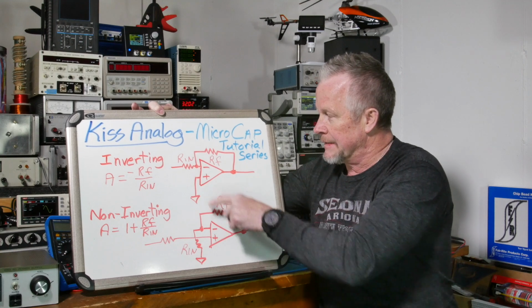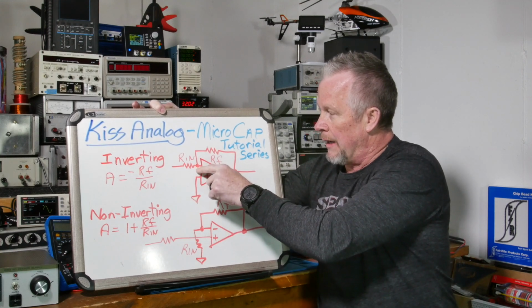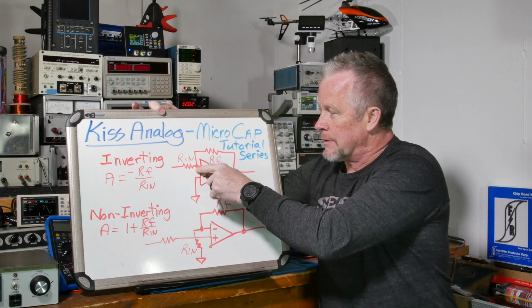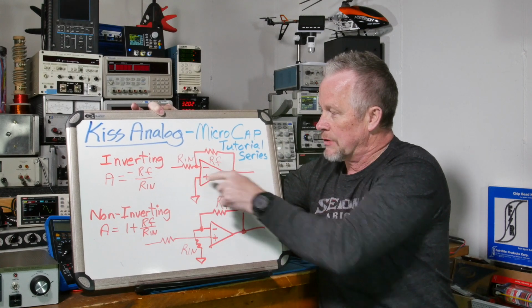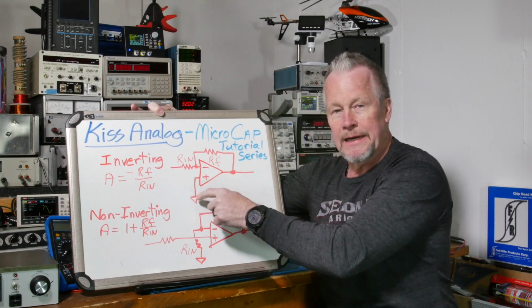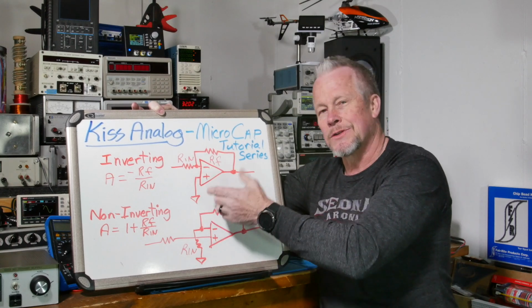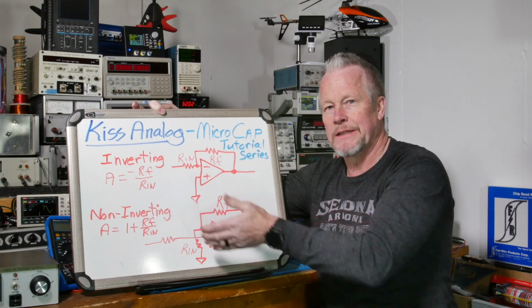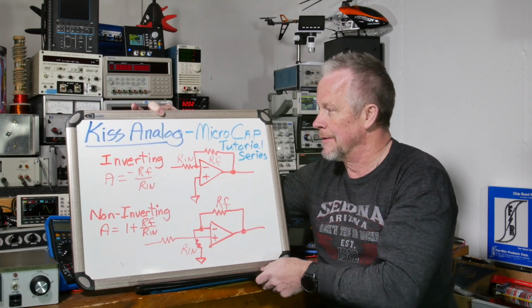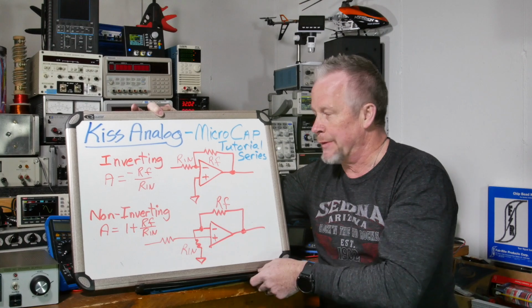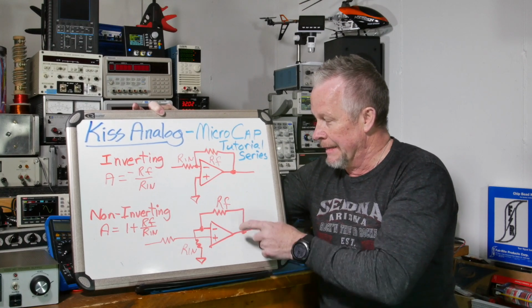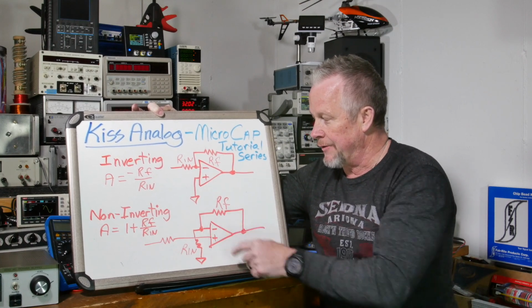So in both cases, what the OpAmp is trying to do is force this pin to be the same voltage as that pin. If that pin's tied to ground, then this guy wants to be 0 volts too, so he's virtually ground, virtually 0 volts. Often it's referred to as virtual ground. Same thing on this guy, this is virtually ground.